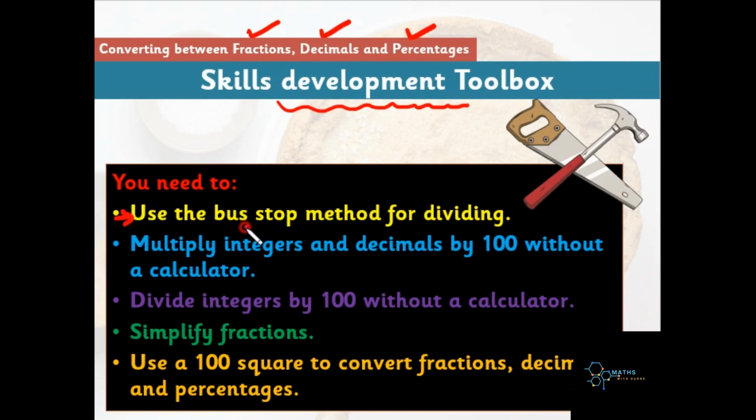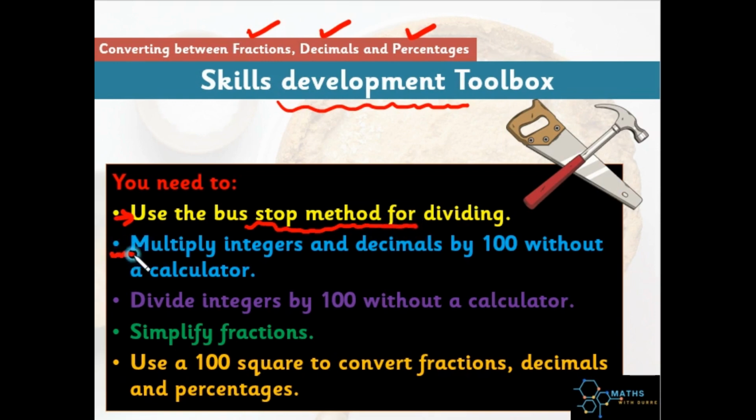Firstly, we need to use the bus stop method for dividing. This method will help us to divide numbers without the need for long division. Secondly, we need to multiply integers and decimals by 100 without using a calculator, and this will help us to convert fractions and decimals into percentages. Thirdly, divide integers by 100 without using a calculator, and this will help us to convert percentages back into decimals and fractions.